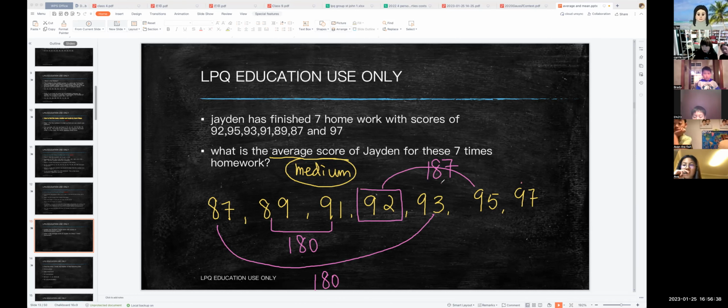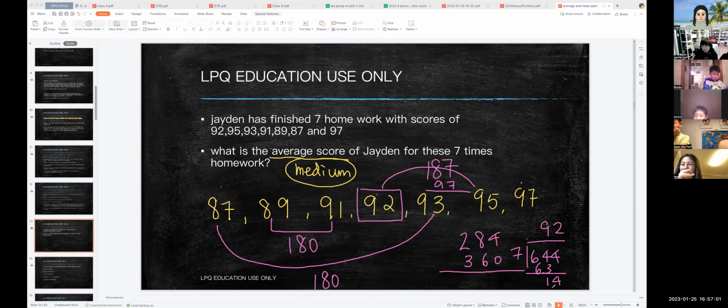Correct, and plus 97. So these two equals 284. 284 plus 360 equals 644. I'm going to divide this one by 7. Okay, so 7 times 92 is 644. So the answer is, for this question, the mean is 92. The median is also 92. Get it, everybody? So this is nothing special. It's just a very basic plus and division one.